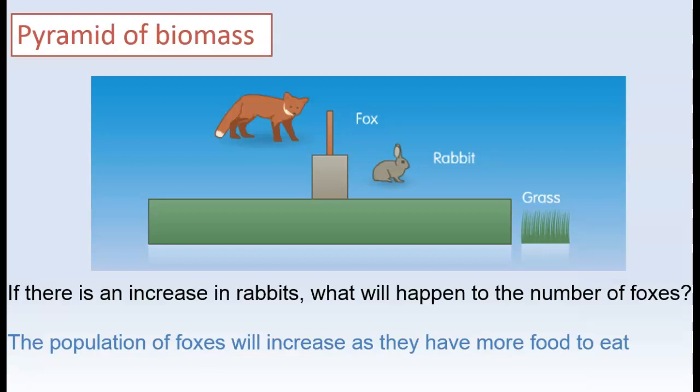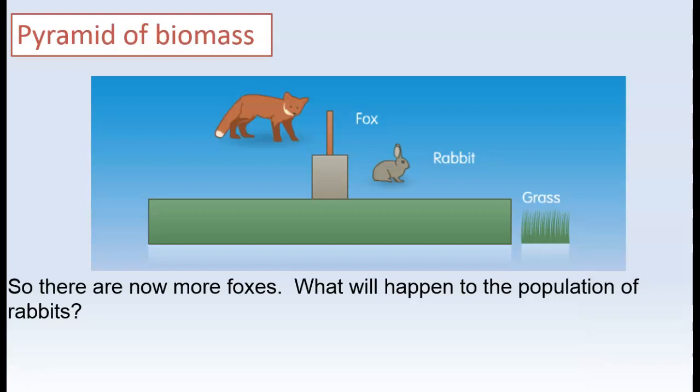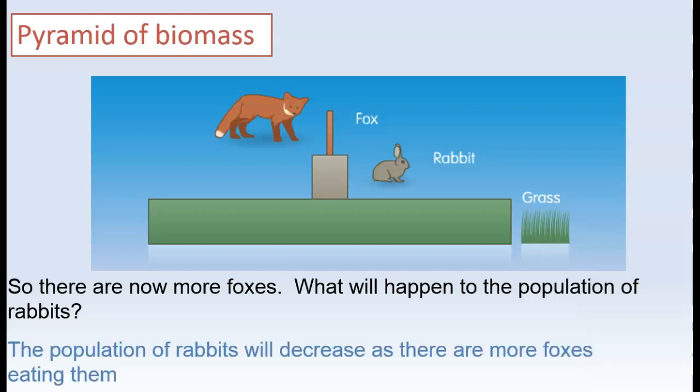So let's look at another one. So there's now more foxes. What's going to happen to the population of rabbits? Well, now there's more predators around, so we're going to expect the population of rabbits to decrease because there are more foxes that are going to be eating them.